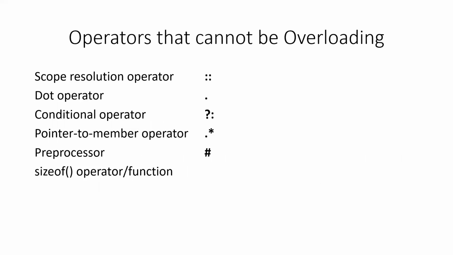This is a list of certain operators that you cannot overload. Like in the previous slide, it was discussed that you can redefine the already defined operators in C++. Still, due to the structural constraints of the programming language, you cannot overload the following operators. Which are those operators that cannot be overloaded? Scope resolution operator, the dot operator, the ternary or the conditional operator, pointer to the member operator, preprocessor, and the sizeof operator. So these operators cannot be overloaded.